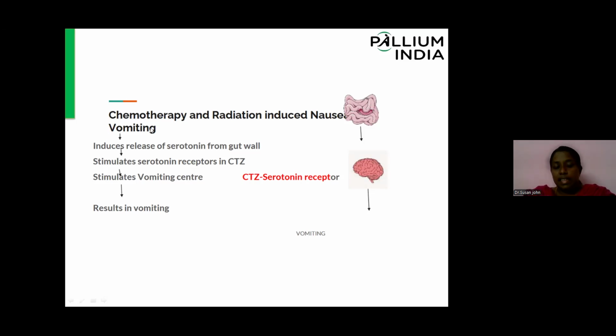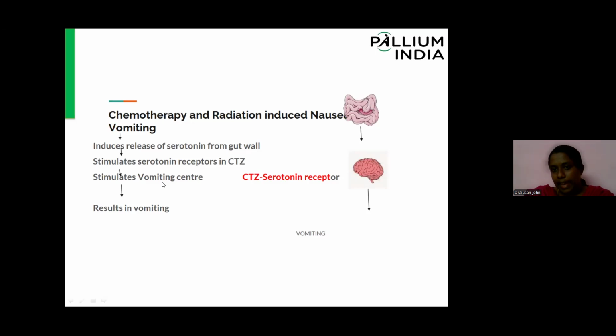That is, there is some tissue damage that occurs while receiving chemotherapy or radiation, or any other cause. We already discussed gastric stasis or any GI wall distortion or stretching. So anything can happen. There is a release of serotonin from the gut wall, and that will stimulate the serotonin receptors, and that will stimulate the vomiting center. That will result in vomiting.